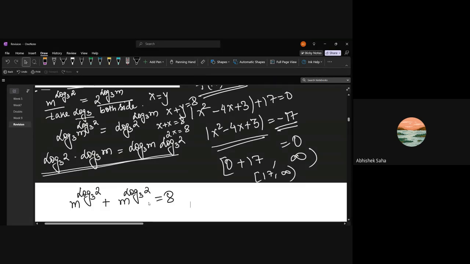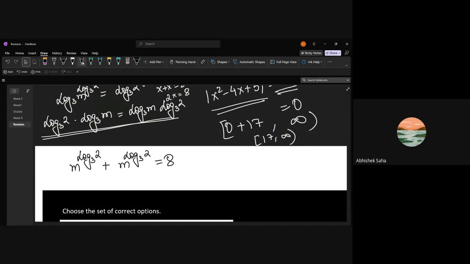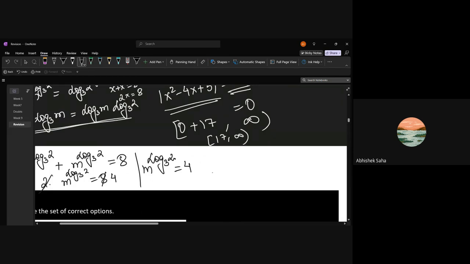Okay, let's move ahead. So 2 into m to the power log of 2 base 3 is equal to 8. Now, dividing by 2, it comes out to be 4. Now m to the power log of 2 base 3 is equal to 4. Now take log to the base 3 on both sides. Log to the base 2 will be helpful, right?